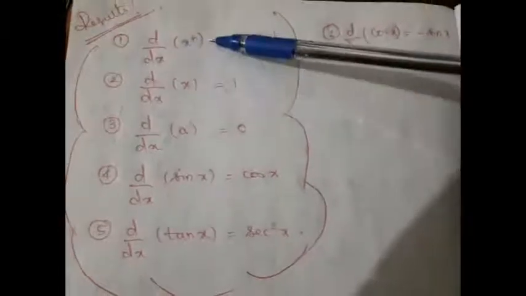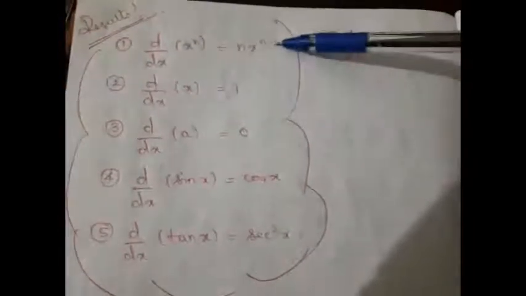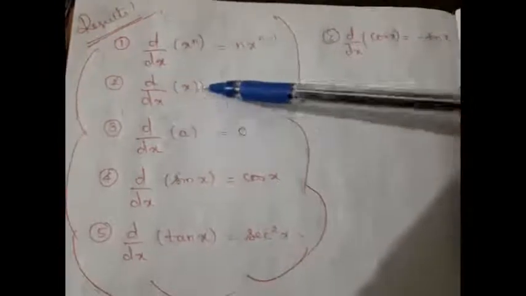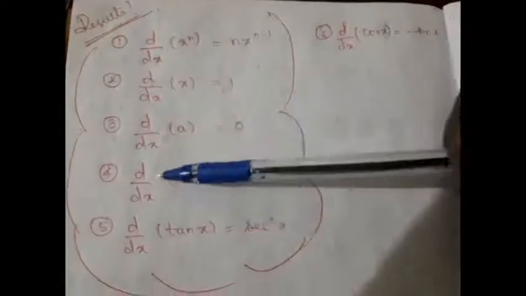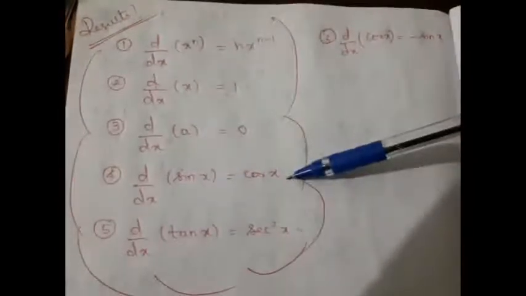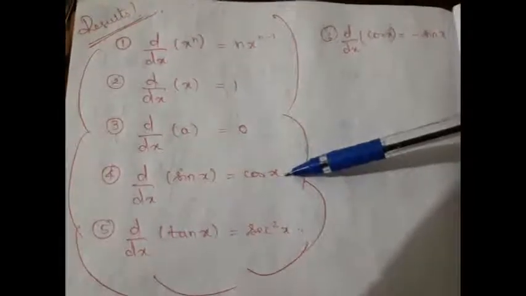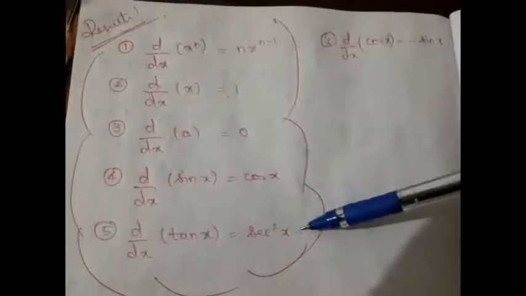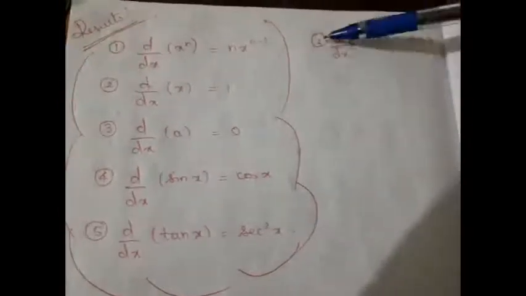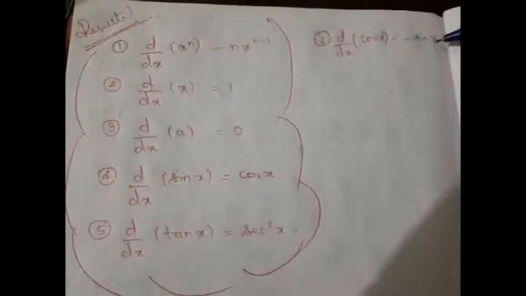d by dx of x power n is n into x power n minus 1. d by dx of x is 1. d by dx of constant is 0. And d by dx of sin x is cos x. This we obtained using first principle. d by dx of tan x is secant squared x. This also we have obtained using first principle. Then d by dx of cos x is minus sin x.